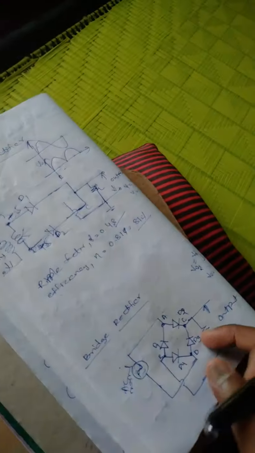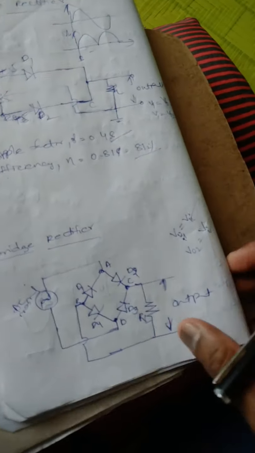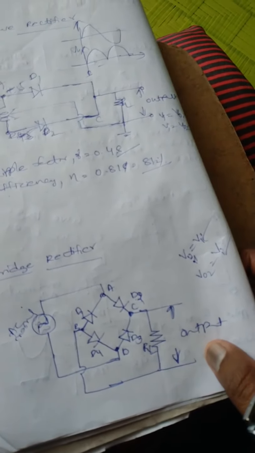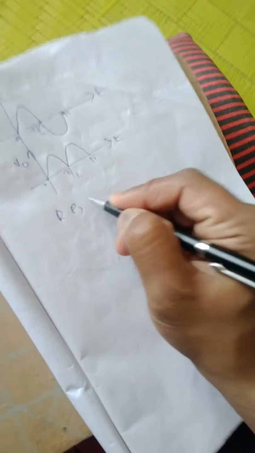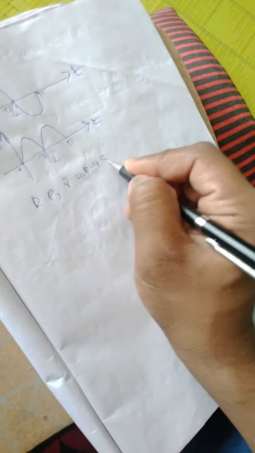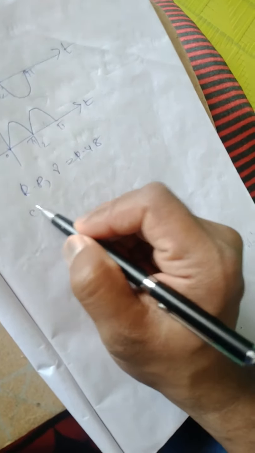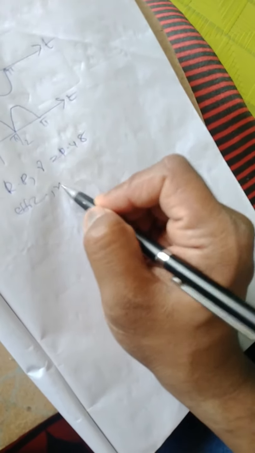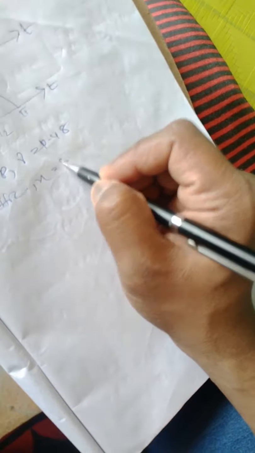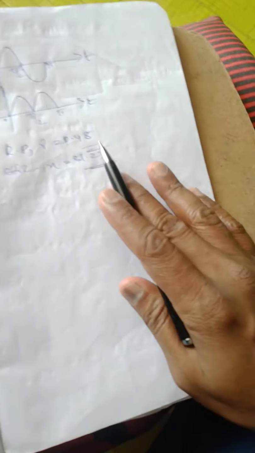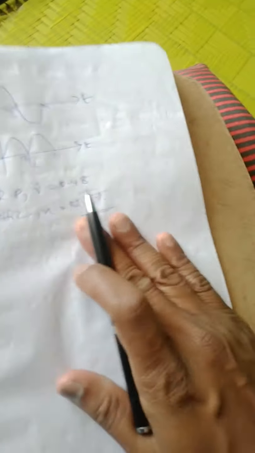Here also, the ripple factor and efficiency will be the same values: ripple factor gamma equal to 0.48 and efficiency eta equal to 81.2%. There is no change in the values. The thing is that we are not using a center tap transformer here. So these are the 3 important rectifiers.